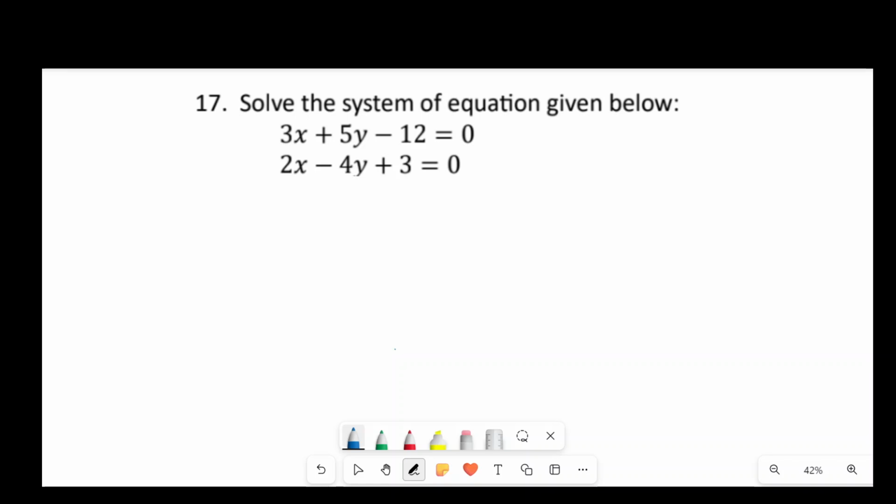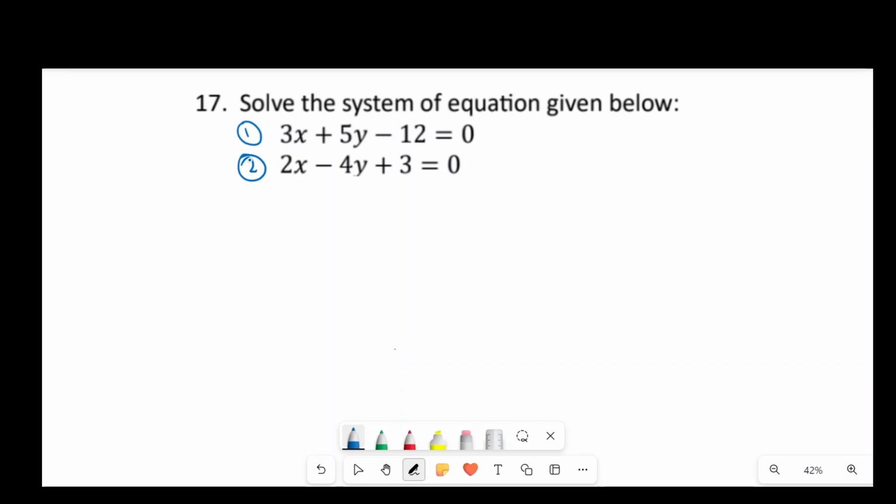Let's solve this grade 10 question together. It says solve the system of equations given below. So equation number 1 is written 3x plus 5y minus 12 equals 0. So that's in standard form. And equation number 2, also in standard form, 2x minus 4y plus 3 equals 0.